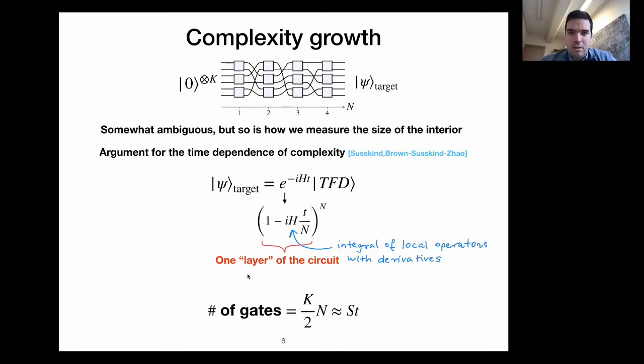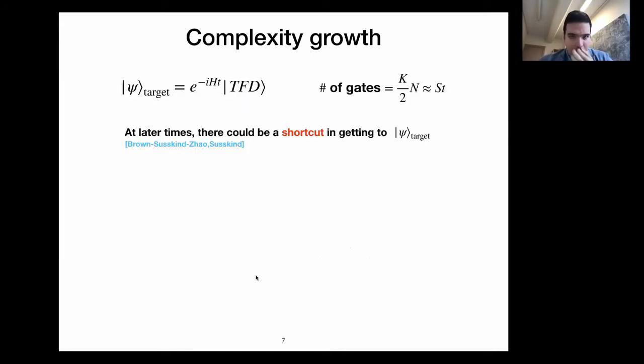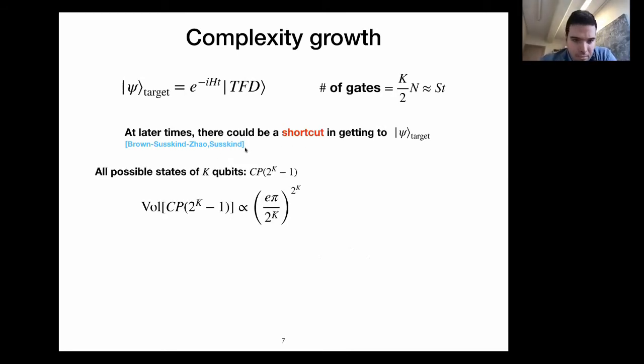Okay, so this is one circuit, but not necessarily the minimal one. So assuming that it's the minimal one, you can ask what's the longest time that it can keep being the minimal one. So it cannot grow forever. Eventually there will be some shortcuts. So what kind of shortcut can you get?